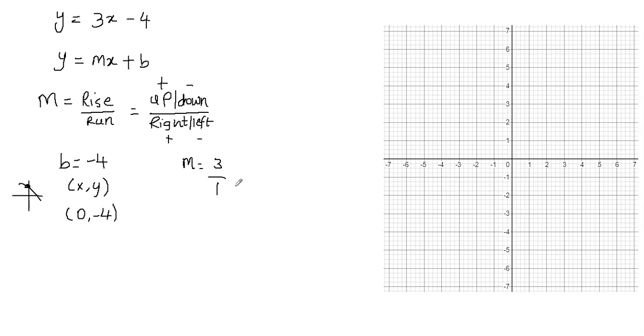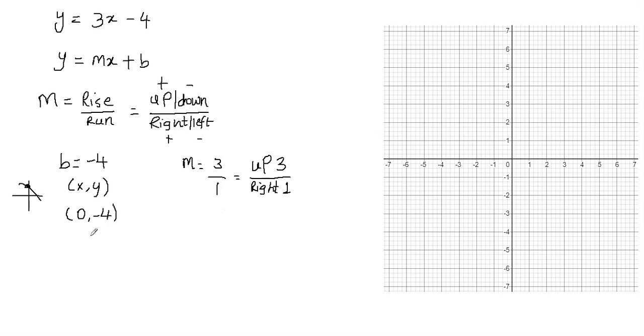Now see, my slope is 3 over 1. Basically, the numbers in the numerator and denominator are both positive. So I can say that my slope is positive, which tells me that I have to move in the positive direction. So I'm going to go up 3 to the right 1.